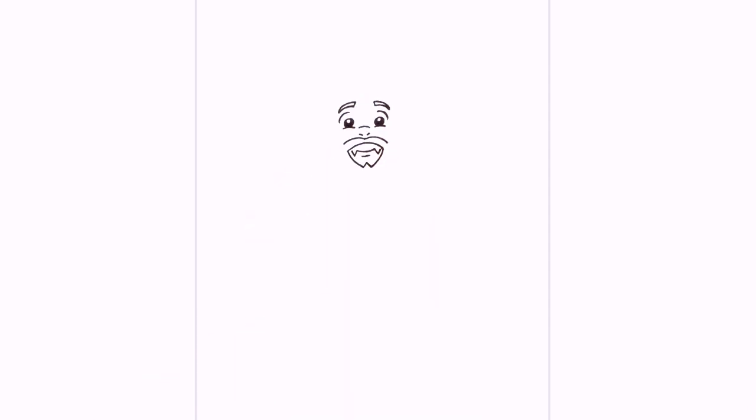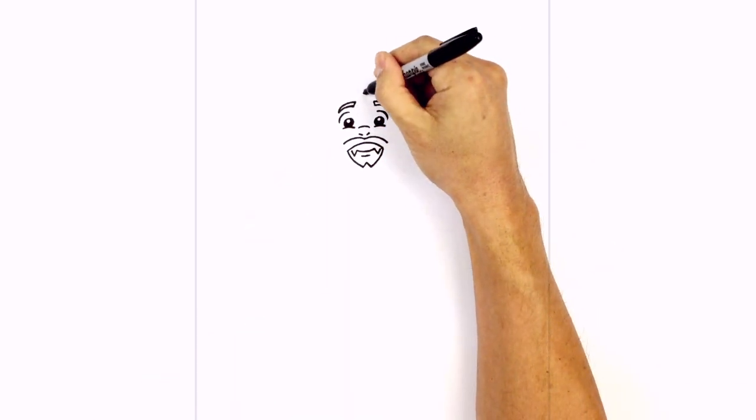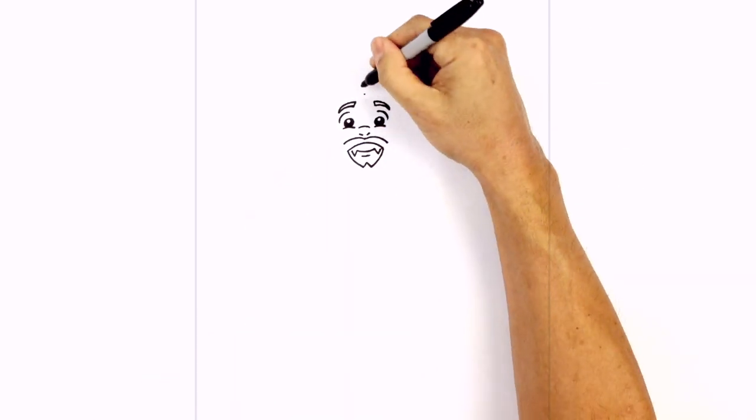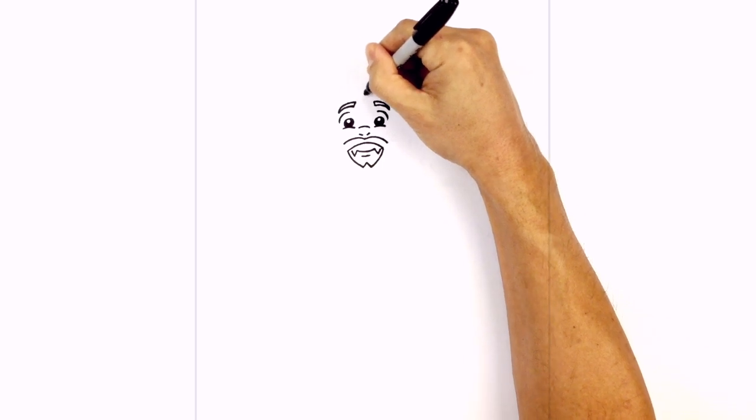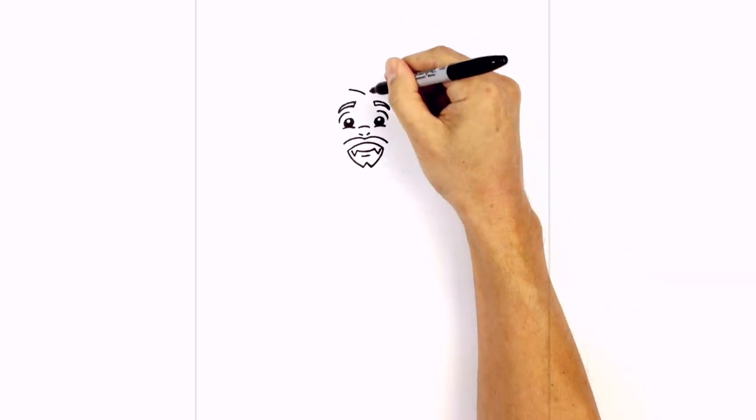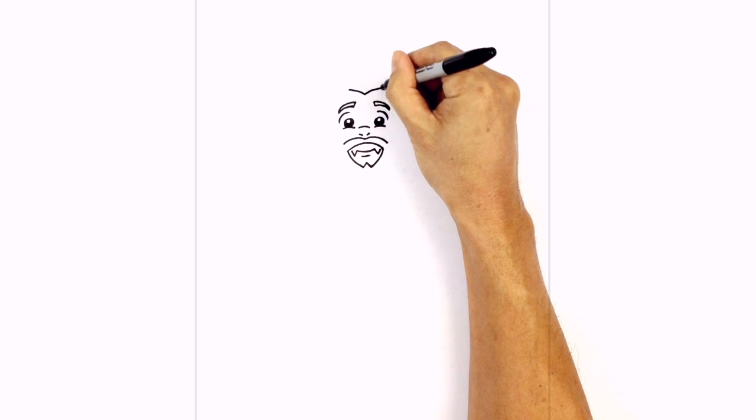Let's go back up to the top of the head and draw in the crown. So we're going to draw a point first to start. Now from this point we're going to curve up and out towards the left. We're going to do the same thing on the right side, curving up and out towards the right.